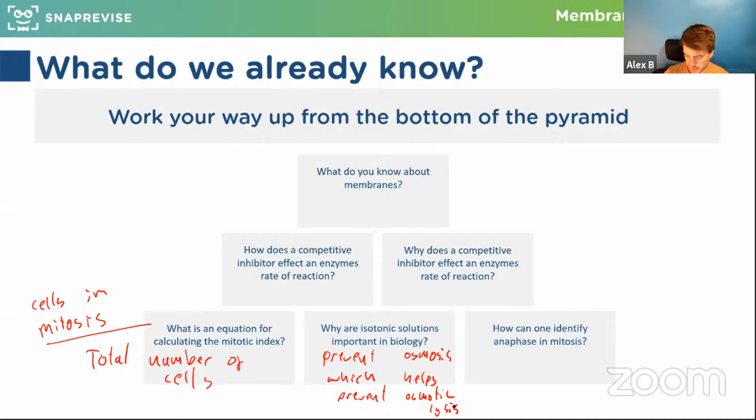Okay, next question. So a little throwback to mitosis. It's a funny way of wording it. How can one identify anaphase in mitosis? How would you know that the cell is in anaphase? What would you say for this?